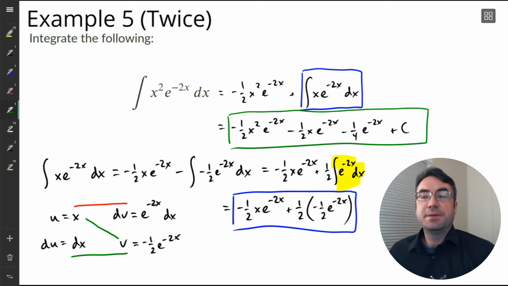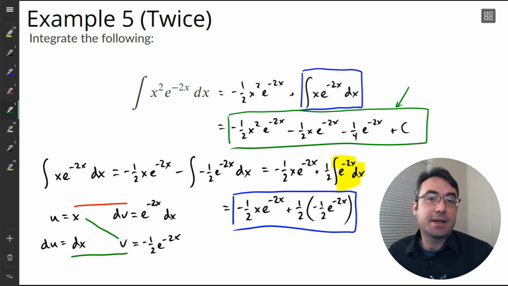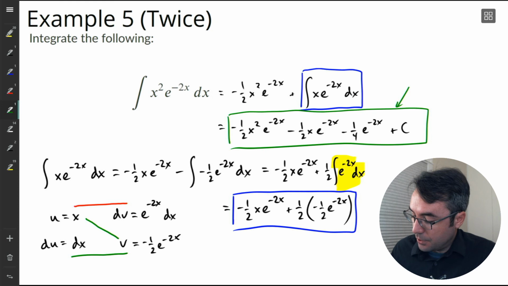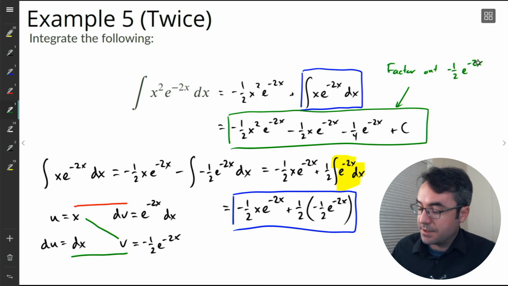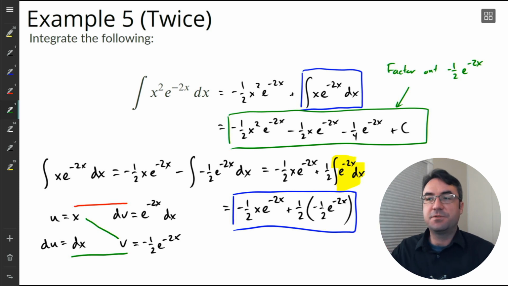Now, we could actually simplify that if we wanted to, and it might not be a bad idea. The nice thing about these exponential ones is you can always factor out the exponential. So if we wanted to simplify this down a little bit, we could factor out negative 1/2 e to the negative 2x. But it's fine to leave it like that.